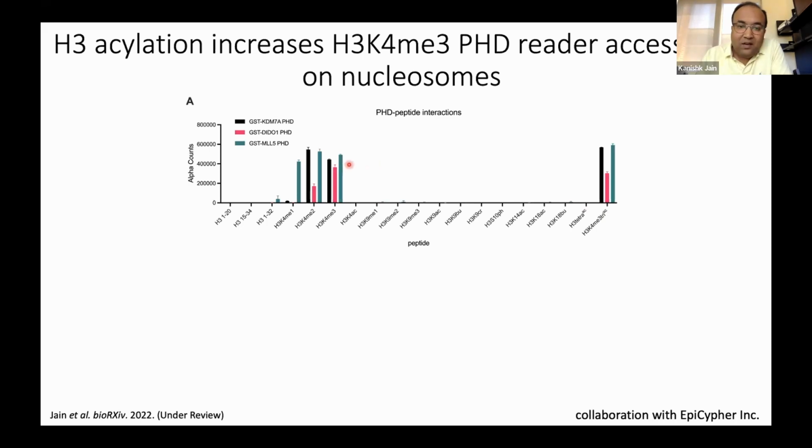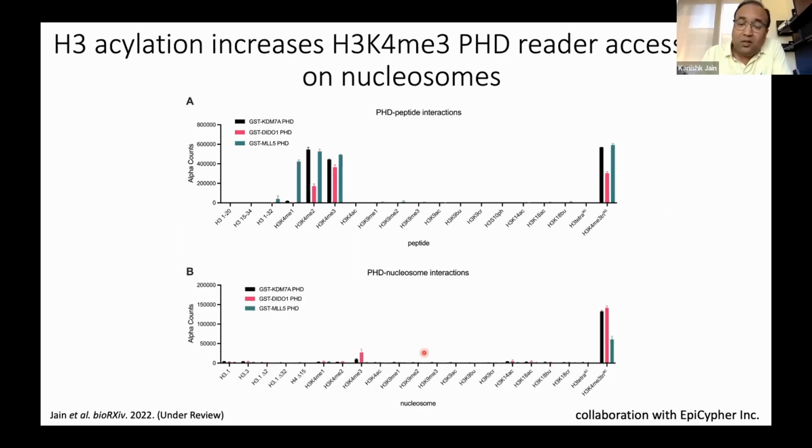What's important to see here is that a lot of these reader proteins don't really show a preference between the methyl states of K4, and that even when the K4 methylated peptide is acetylated, there isn't much of a difference between the binding signal we see here and here. However, when you use the same modifications but on nucleosomes, the binding is significantly narrowed.